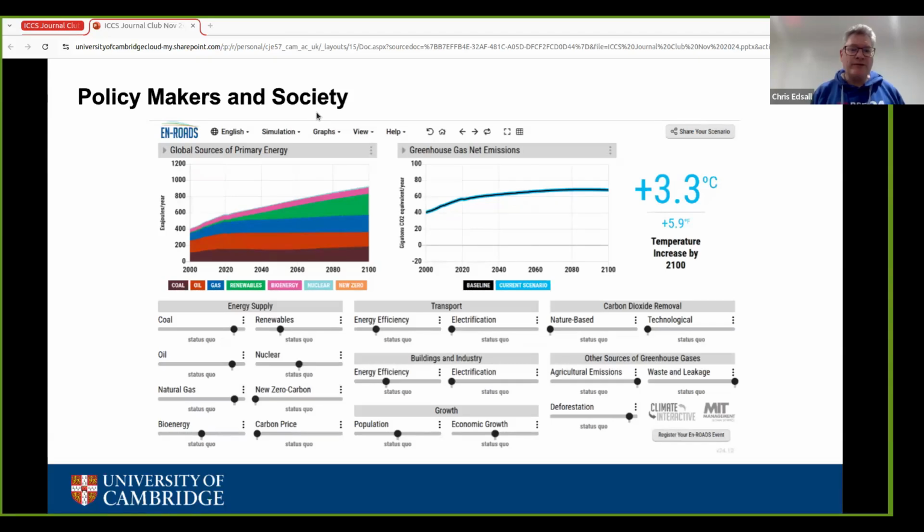If you're interested, by the way, there is a really nifty piece of software on the internet called En-ROADS from MIT. It's got a whole bunch of models behind it. You can tweak those sliders and see what sort of a difference it would make if you applied those policies to the global average temperature.